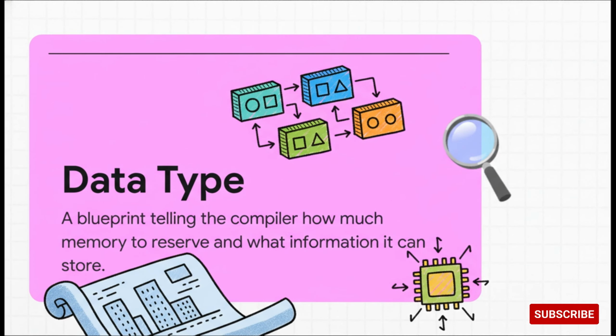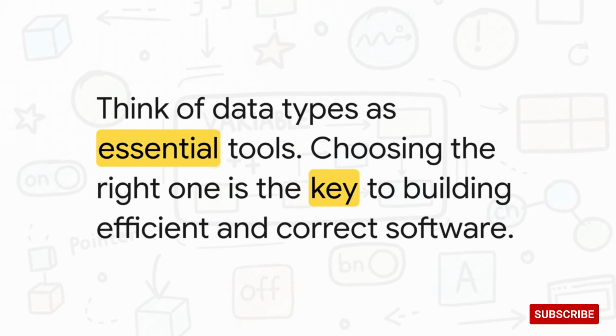It's basically the blueprint. It tells the compiler exactly what kind of stuff you're working with, so it knows how much space to set aside and what operations are even allowed. You get this part right, and you're well on your way to building solid, reliable programs. I really love this analogy of data types as the tools in a programmer's toolbox. Because just like you would never use a sledgehammer to hang a small picture frame, choosing the right data type is absolutely crucial for building software that's both efficient and correct.